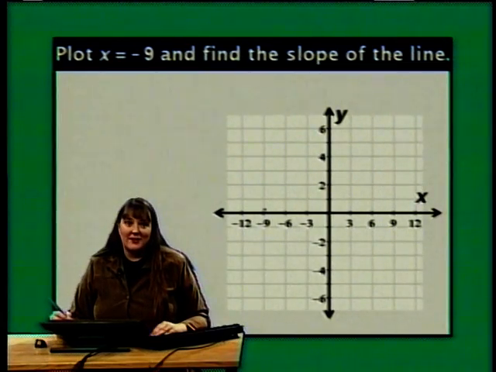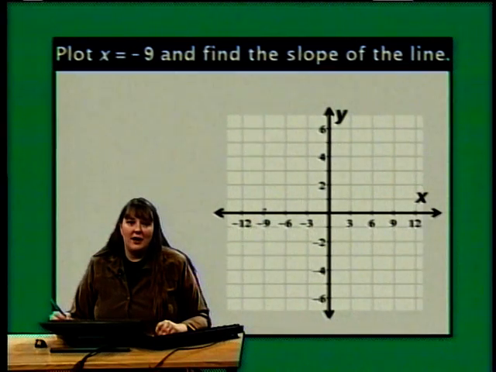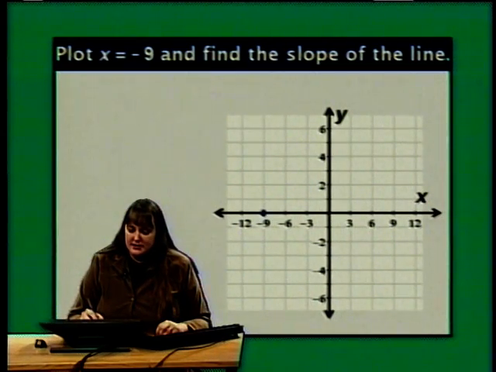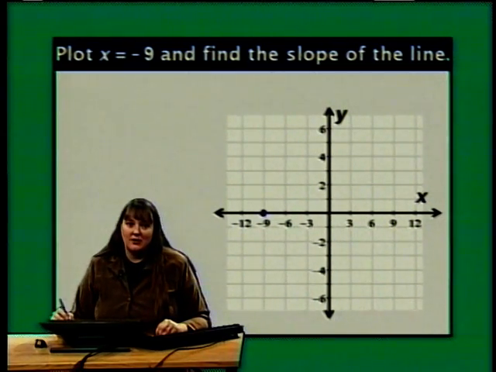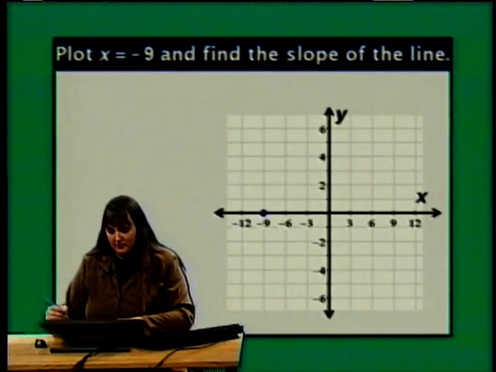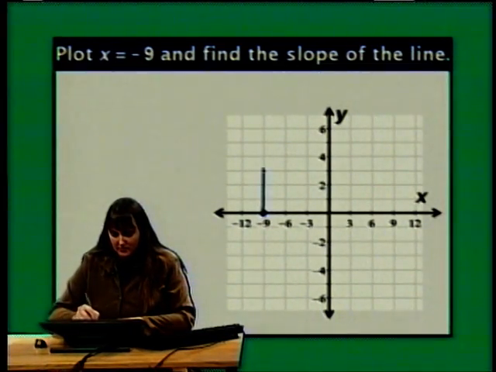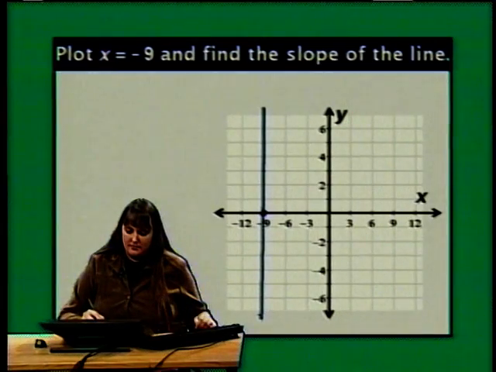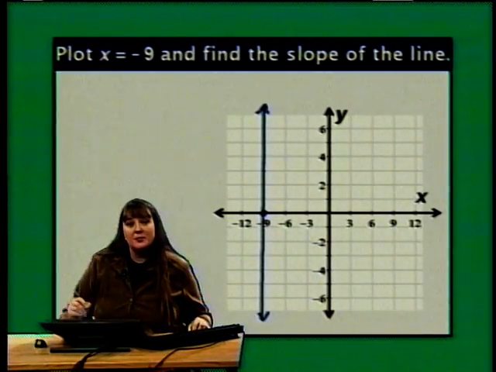Now let's look at another example. Plot x equals -9 and find the slope of the line. Since we have an equation of the form x equals a constant, we know that this is going to be a vertical line. The x-intercept of this vertical line is going to be -9, 0. So let's plot a vertical line through this x-intercept. Well, that's the first part of this problem.